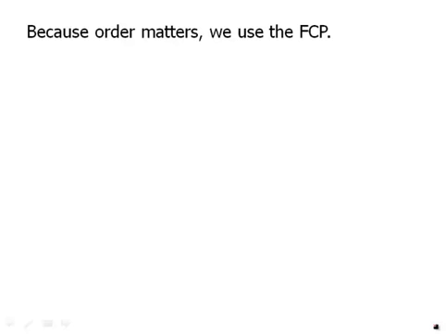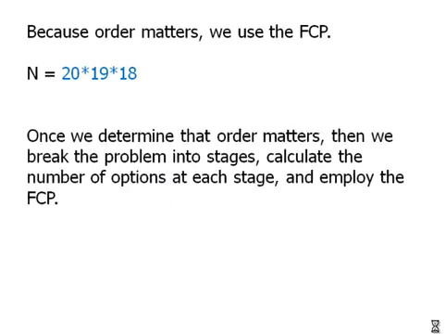Because order matters, we would just use the ordinary fundamental counting principle. 20 for the first choice, then there'd be 19 left for the second choice, then there'd be 18 left for the third choice. And so that would be the answer. We're not going to calculate that right now. That's a larger number. And in fact, the test might not even have you calculate that. The test might just leave it in a form of factors like that. But the point is, once we determine that order matters, then we break the problem into stages, calculate the number of options at each stage, and employ the fundamental counting principle, and we're done. That's the answer.